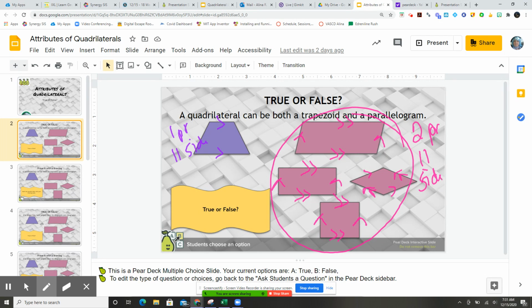So I ask again, true or false, can a shape be both a trapezoid with only one pair of parallel lines and a parallelogram with two pairs of parallel lines? True or false? What do you guys think? You can put it in the chat.